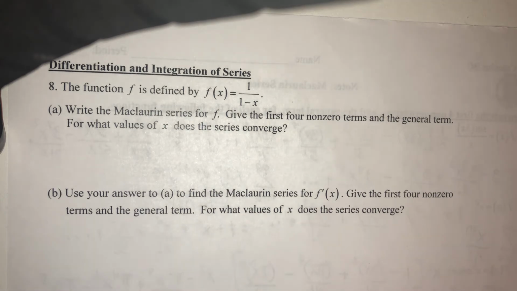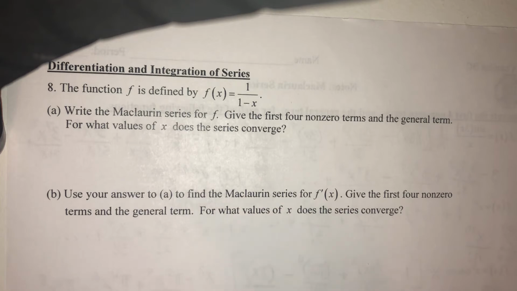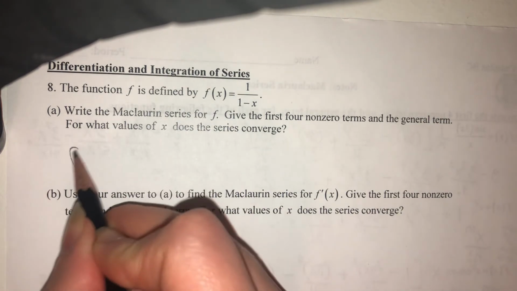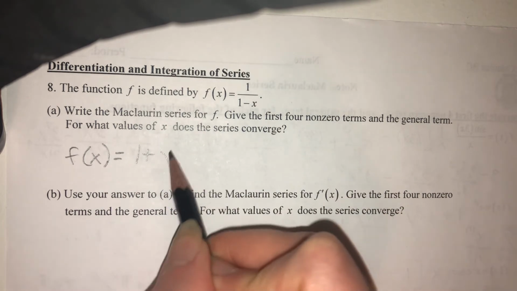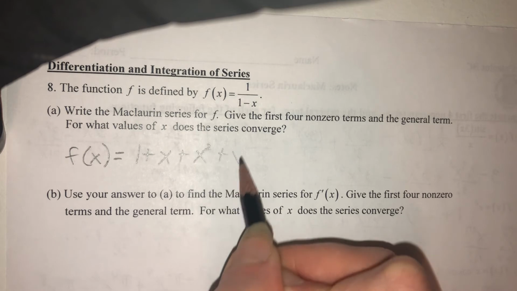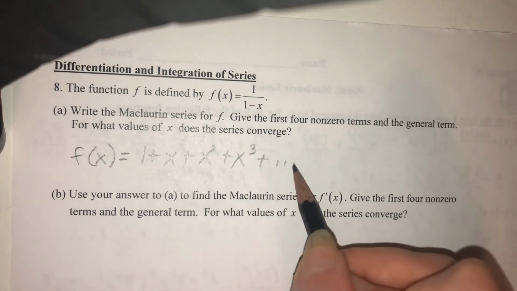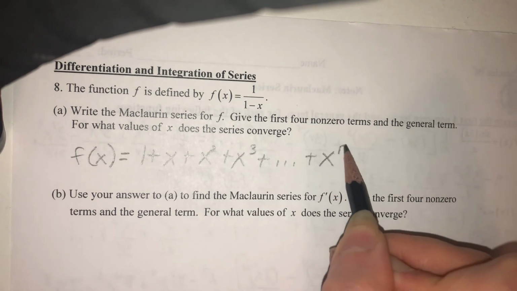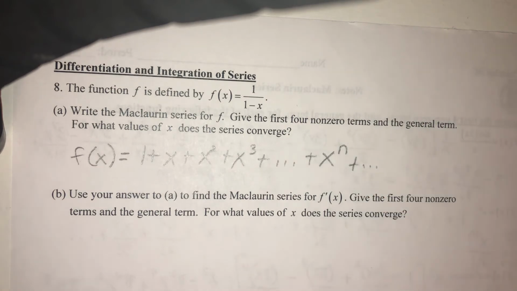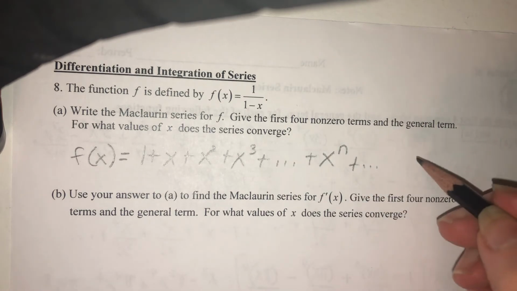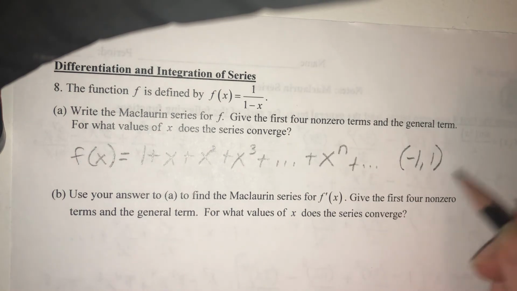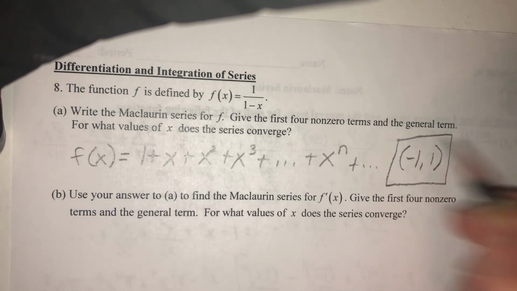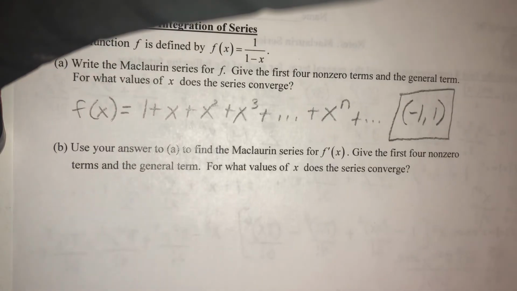Give the first 4 non-zero terms and the general term, and for what values does this series converge? Well, you should be able to do this from memory because this is one of our memorized series. So it's 1 plus x plus x squared plus x cubed plus dot dot dot plus x to the n plus dot dot dot. And where does this series converge? This is your geometric series. It converges from negative 1 to 1. And that's all. All right, that was easy.